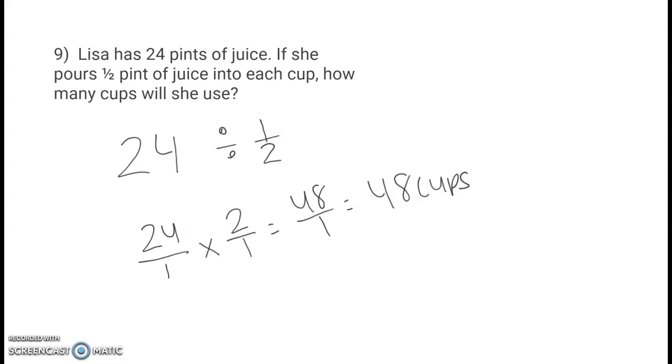And that does make sense. If she has 24 pints of juice and she wants to know how many 1/2 pints are in there, that's going to be 48.